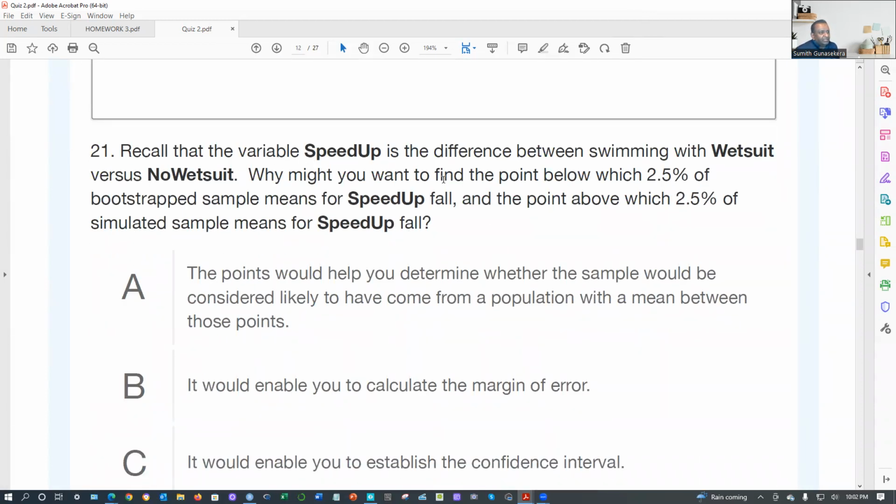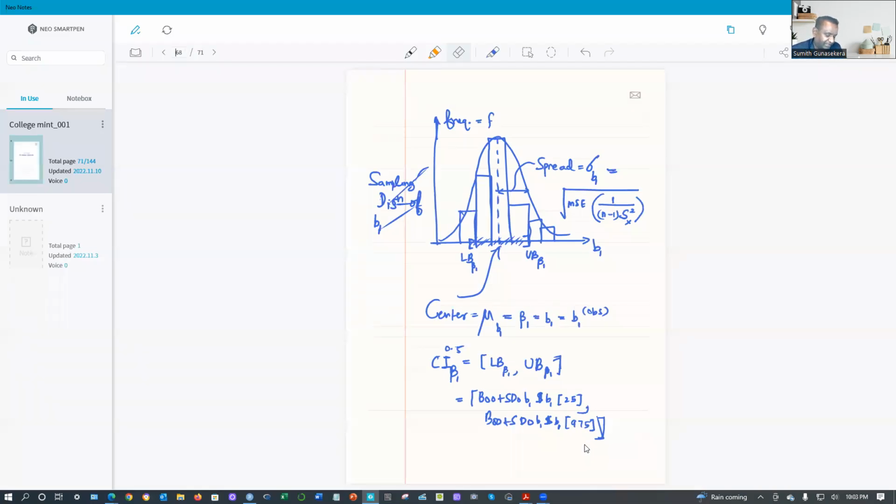Recall that the variable speed up is the difference between swimming with the wetsuit versus no wetsuit. Why might you want to find the point below which 2.5% of the bootstrap sample means for speed up fall, and the point above which 2.5% of the bootstrap sample means fall? I need a lower point, below which 2.5% of the bootstrap sample means are going to fall. That's what we call the confidence interval.